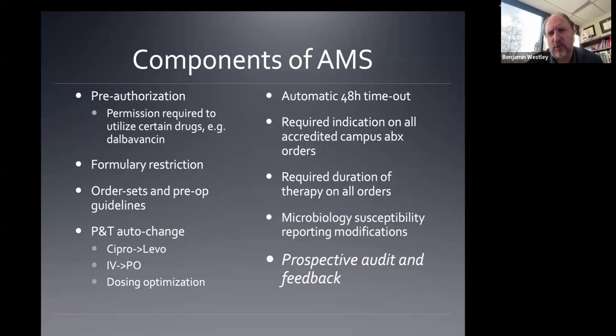One of the most important is the top right timeout at 48 hours we'll talk about, to reevaluate everything and see if antibiotics are still required. So there are many different components that can be incorporated into programs, and these can vary depending on the size of the facility and the expertise available.